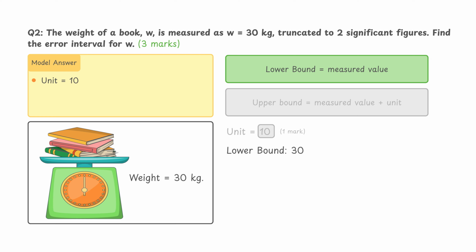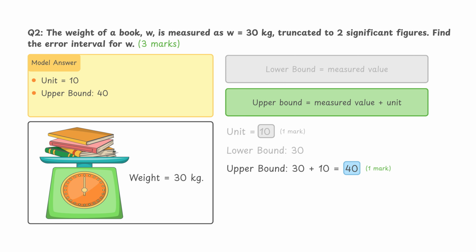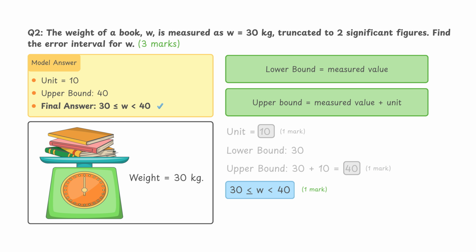Now we find the upper bound. The upper bound is the measured value plus the unit, so we calculate 30 plus 10. This gives 40. This earns another 1 mark. Now we write the error interval. 30 is less than or equal to W, and W is less than 40. This earns the final mark.